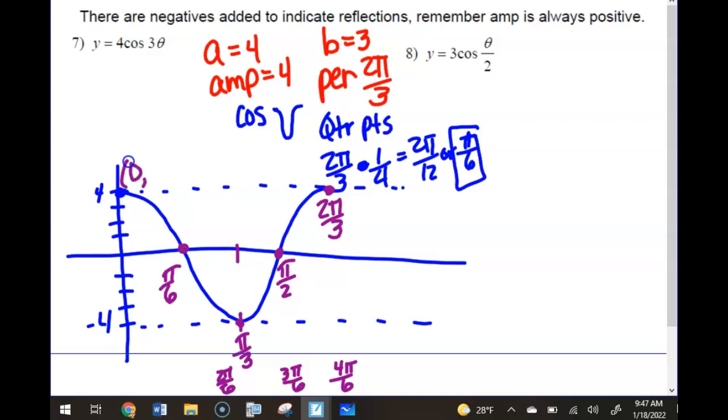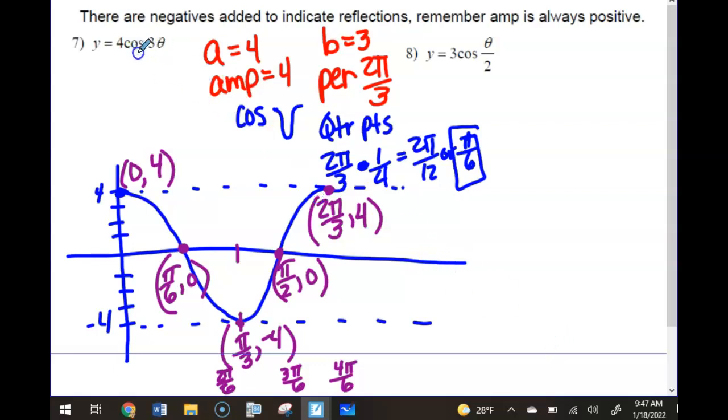This one was over 0, up 4. This is pi over 6, 0. This guy's pi over 3, -4. You can write these off to the side or on the graph, it doesn't matter to me. Pi over 2, 0, and 2 pi over 3, 4. Do you see, though, where you didn't have to try to match it to the graph paper? It makes it less stressful for me. Okay.